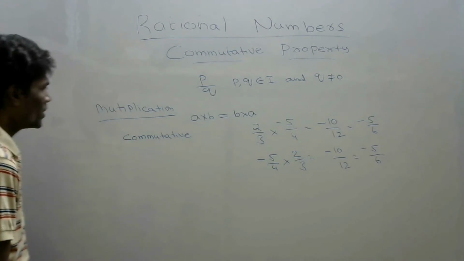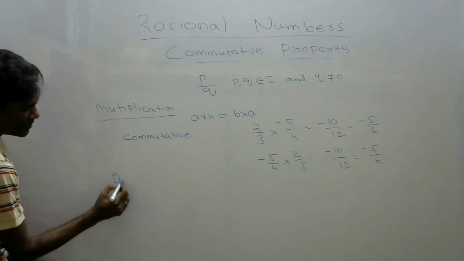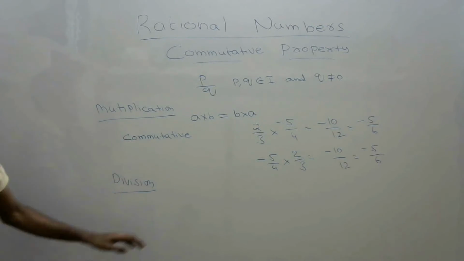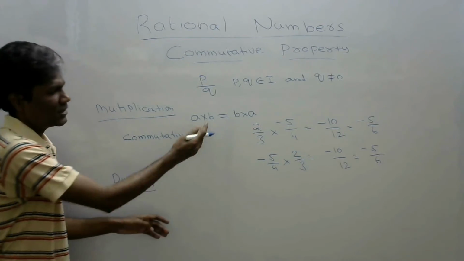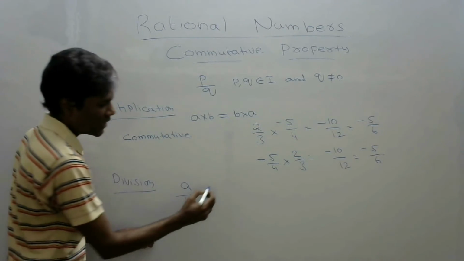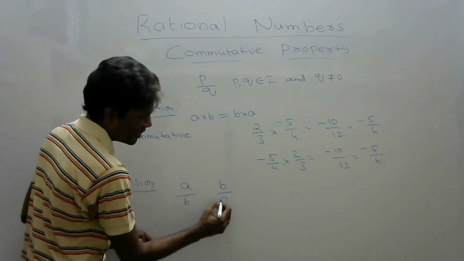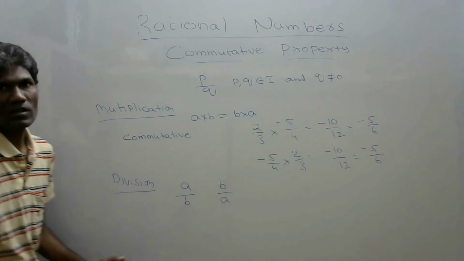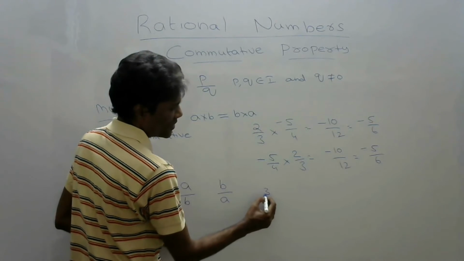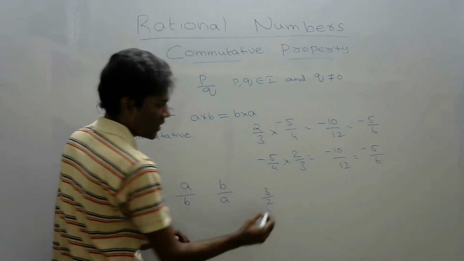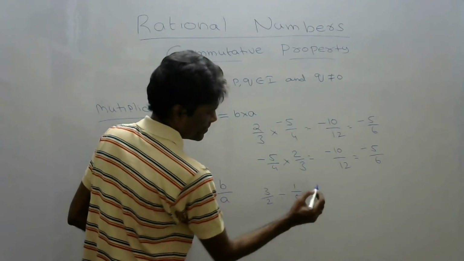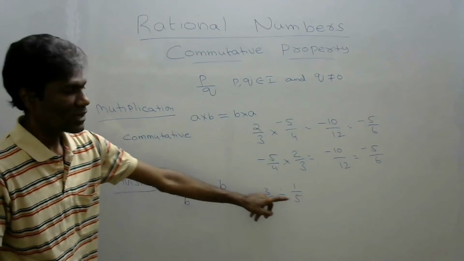Next, we will go for division. Here, what we need to check? Say A by B. Is it equal to B by A? That we need to check it out. Okay, so let us take some numbers. Here say 3 by 2 divided by say 1 by 5.